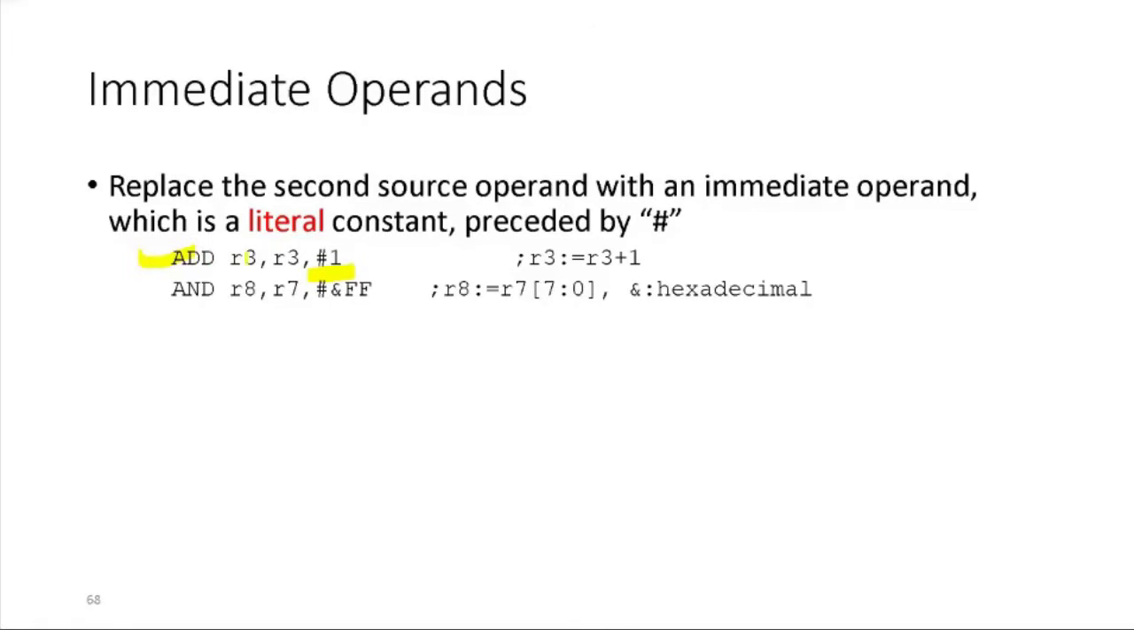So ADD R3, R3, #1. What will this do? The content of R3 is added with this immediate number, and the result will be stored in R3. One more thing you want to understand: all the operations are 32-bit operations.